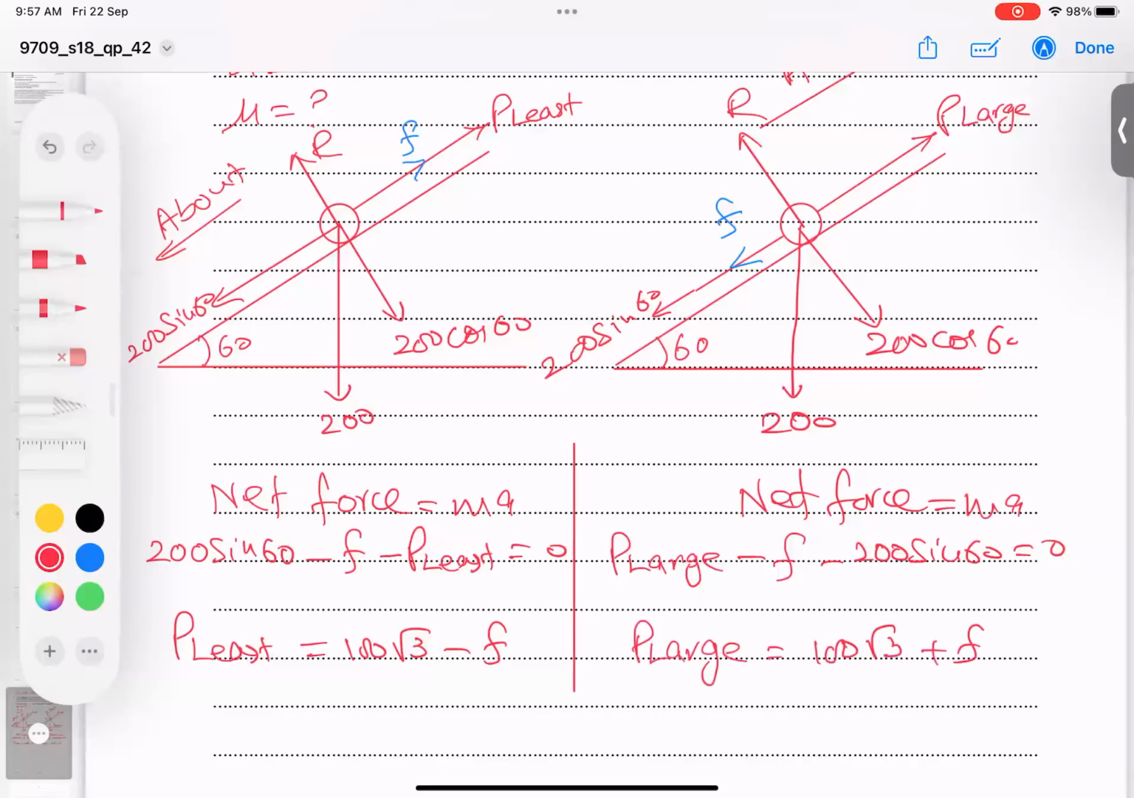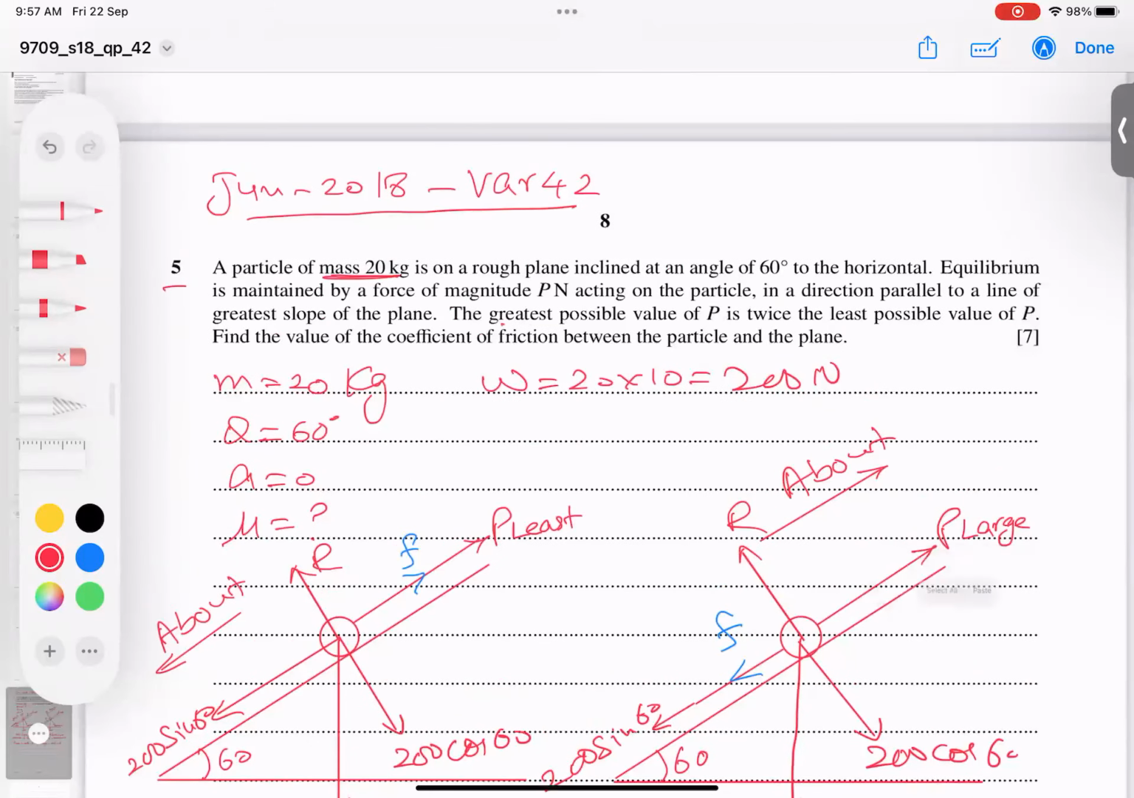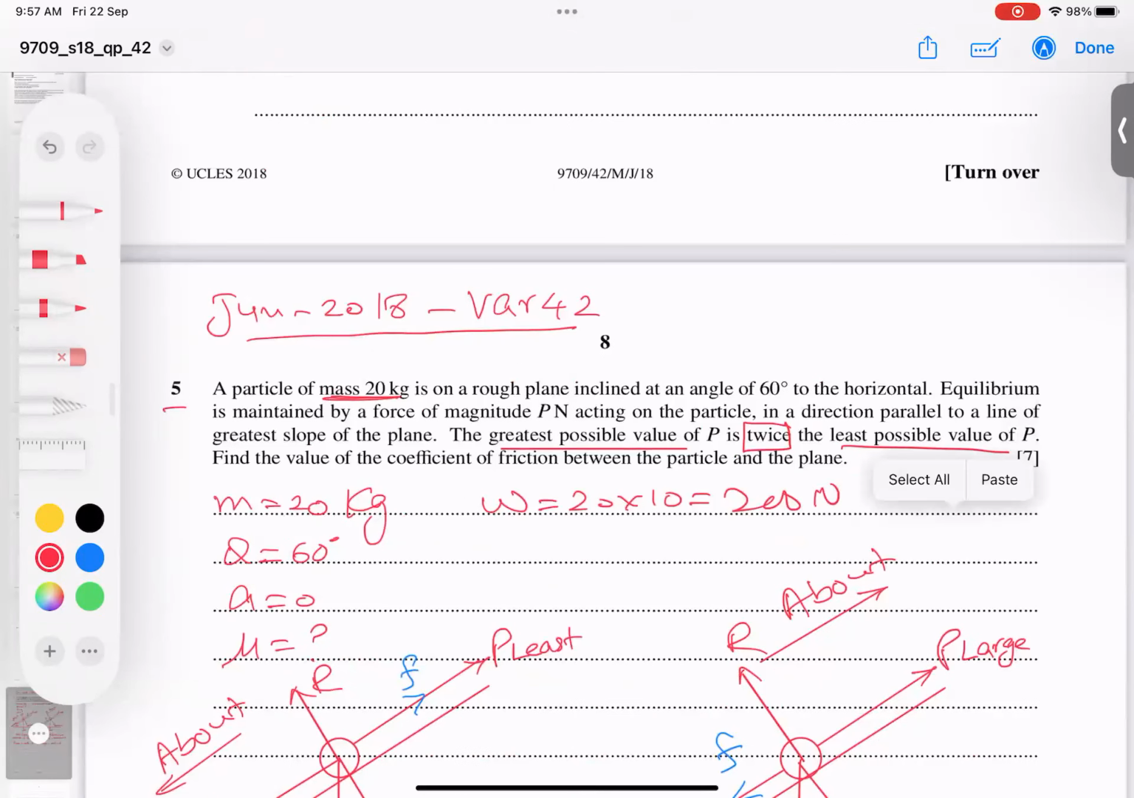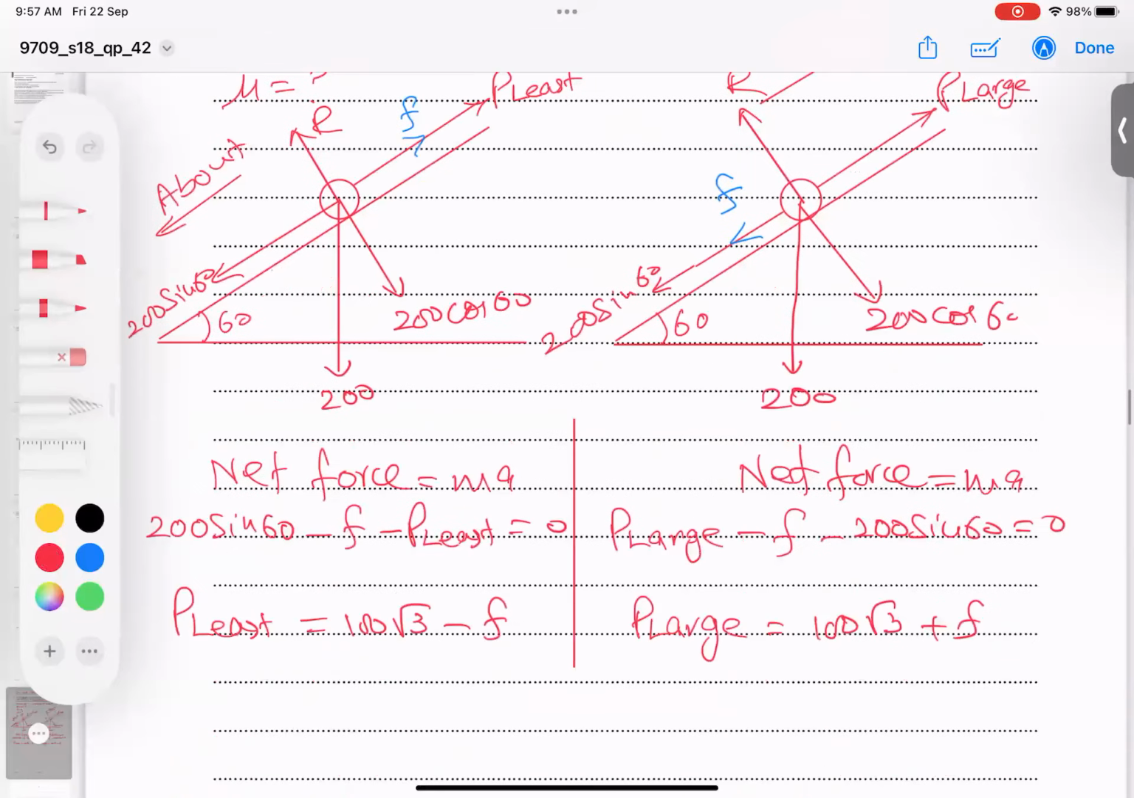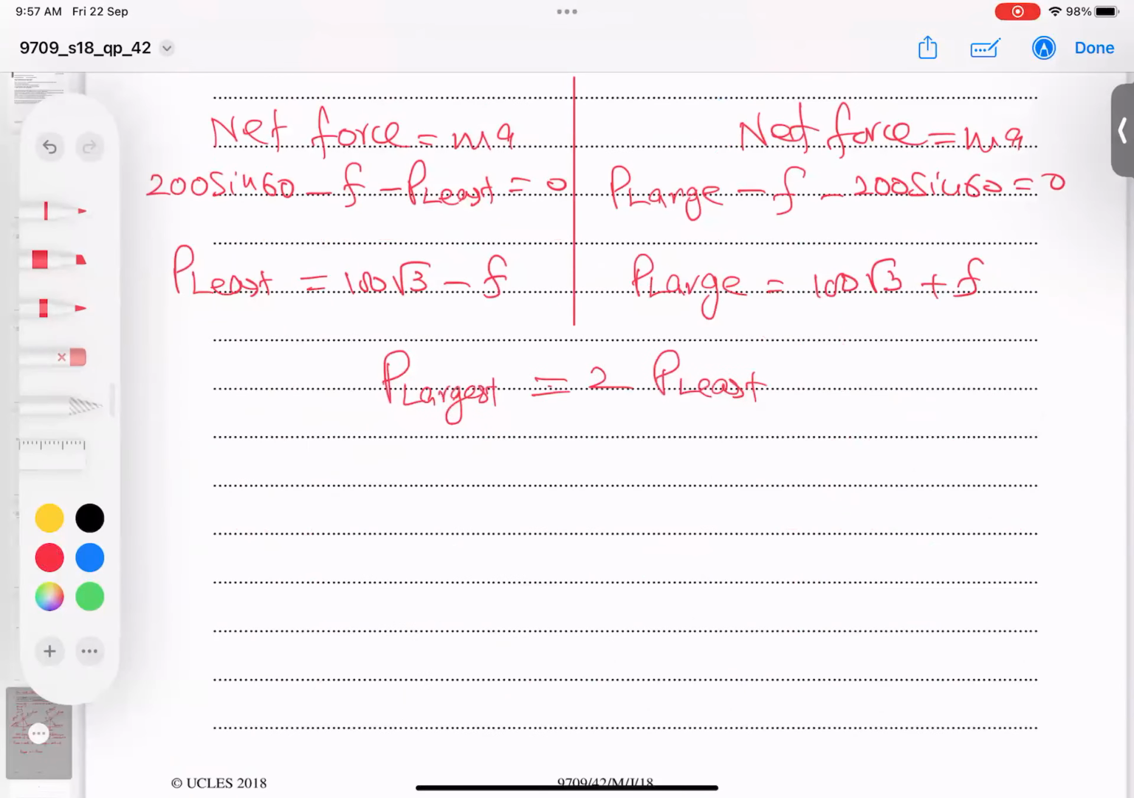So both become positive. Now, according to the condition, the important part is that the greatest possible P is twice the least. So I can write this statement: P greatest, or largest, is 2 times P least. This relationship is very, very important. Now I'm going to plug in this value here and this value here, and that's it. Let's start.